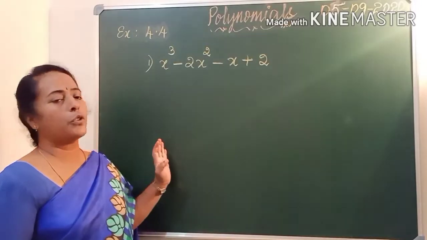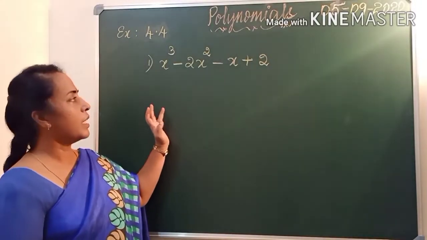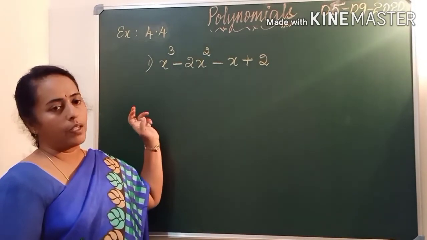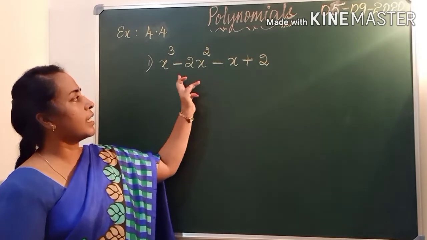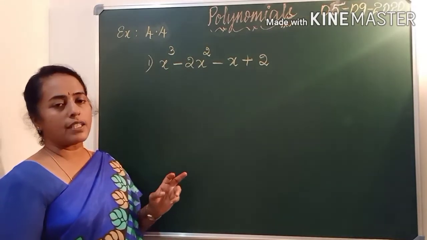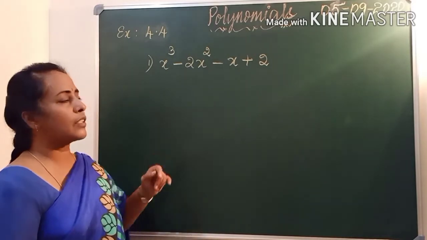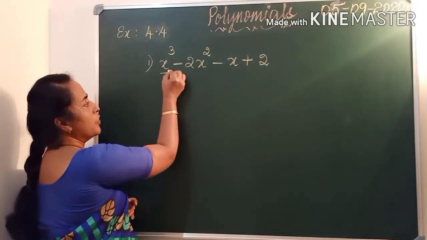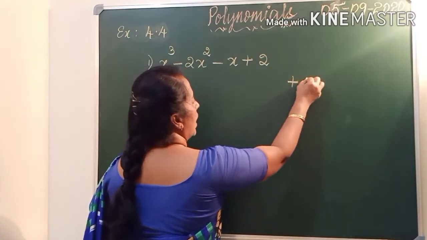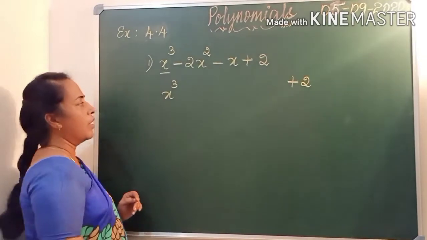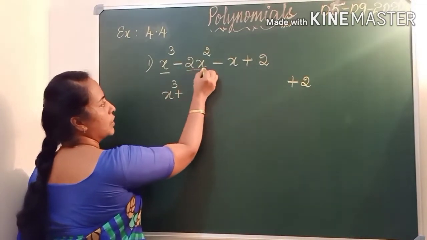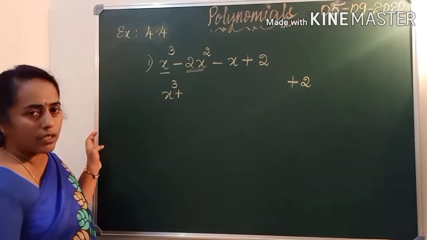Dear students, we'll move to the next one. Here they've asked us to factorize this polynomial. Here you can see that there are 4 terms. When 4 terms are there, to factorize using the factor theorem, let us see the steps. Here you have to write down the first term and the last term as it is. Now, plus your next term, you have to split up this x squared term.